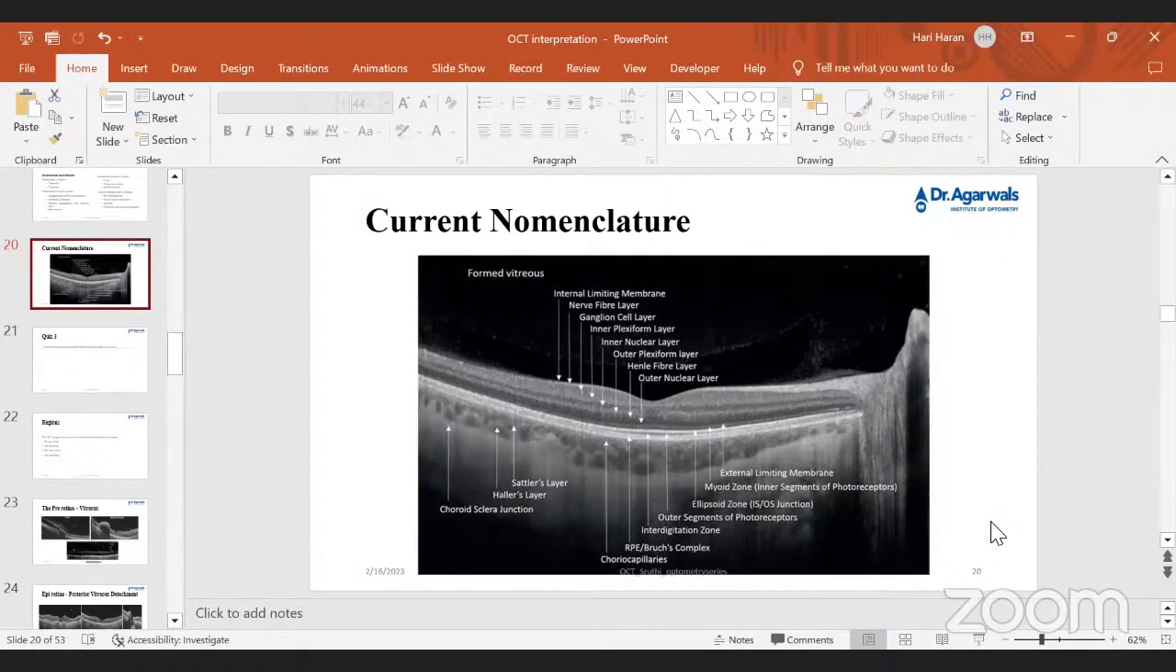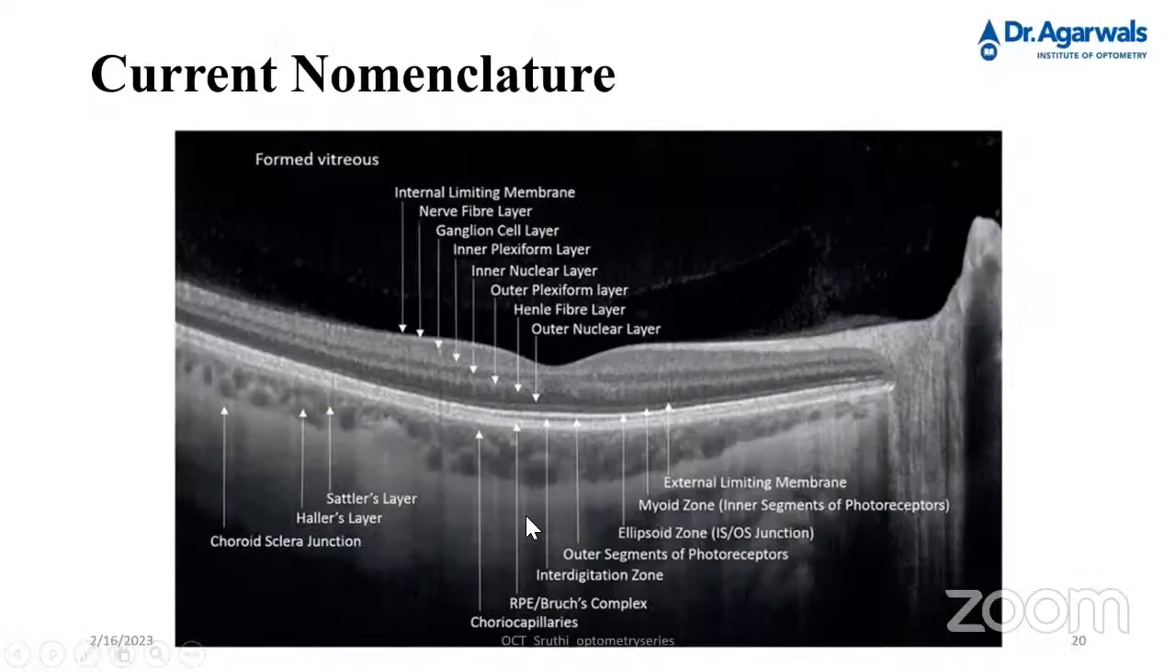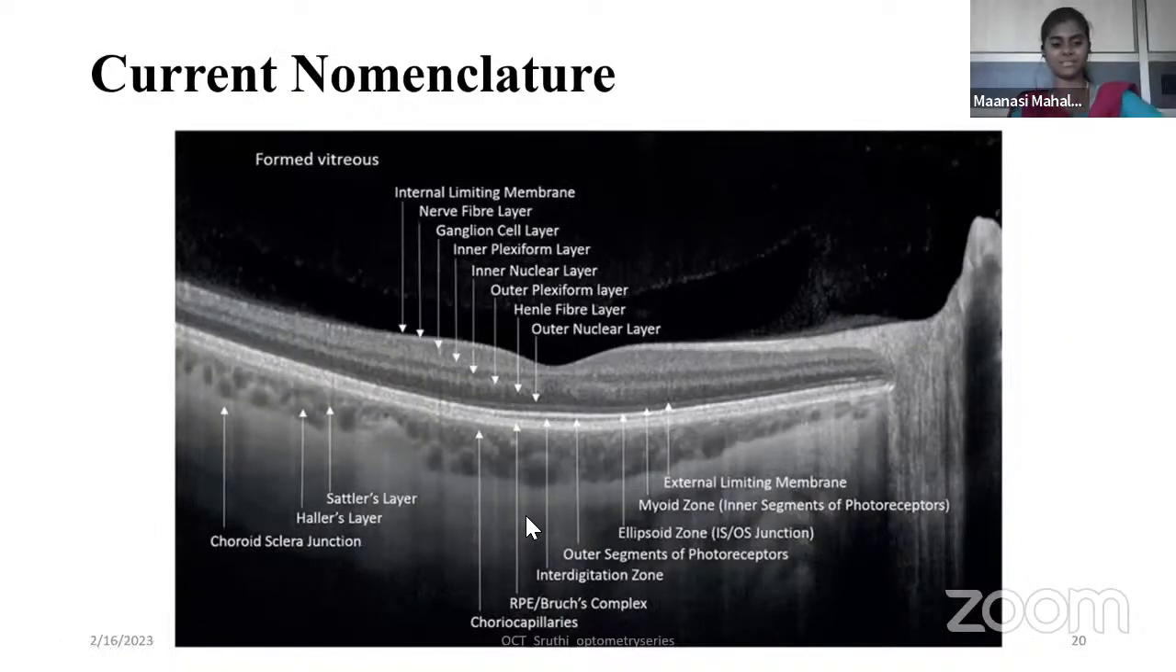Yeah, they're asking what is the use of having the extra layers, that is the Satellus layer, Alus layer, ellipsoid zone, myoid zone, and all. The use is that someone has named these. It is always better to label something, no? Instead of saying the defect is here, it is better to say the defect is in the Alus layer and Satellus layer. It is more specific to the location.